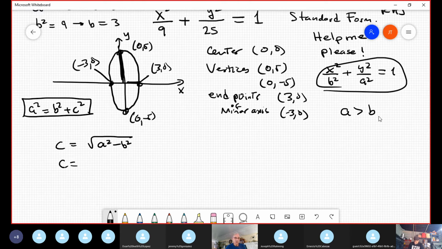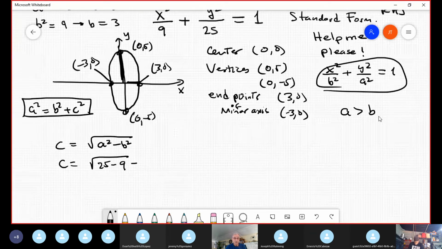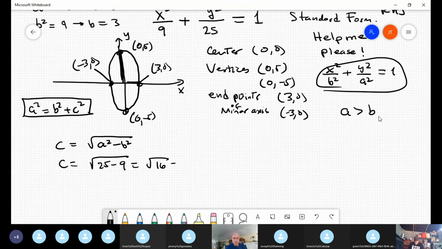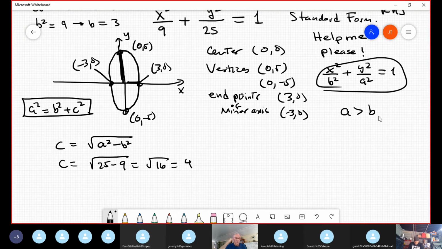So C is equal to the square root of 25 minus 9, which is 16, and the square root of 16 is 4. It's good, a perfect square number, 4. Therefore, the focal distance is 4. C represents the focal distance.